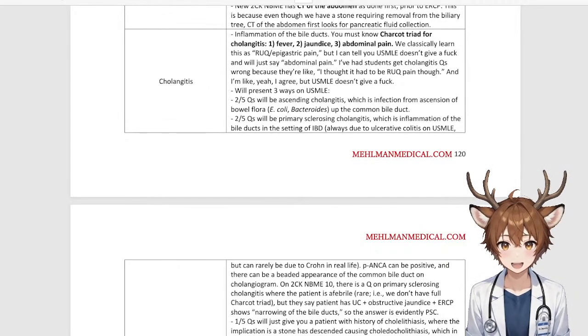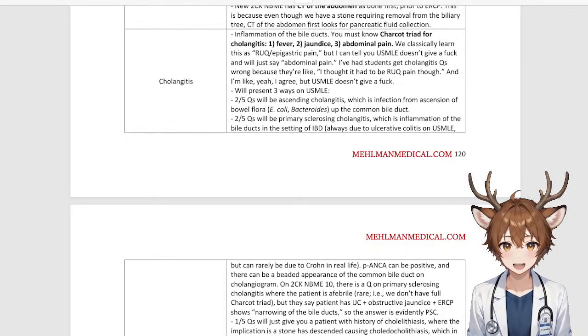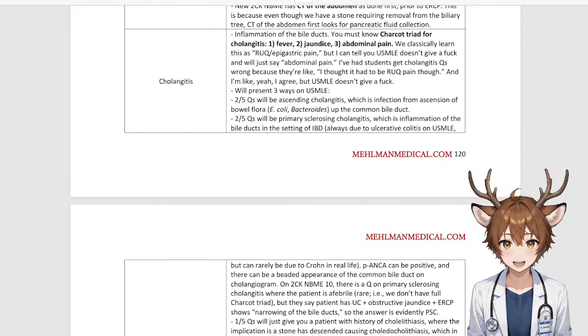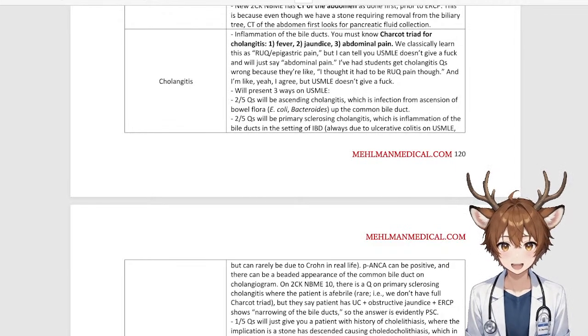It will present 3 ways on USMLE. 2/5 of questions will be ascending cholangitis, which is an infection from the ascension of the bowel flora, like E.